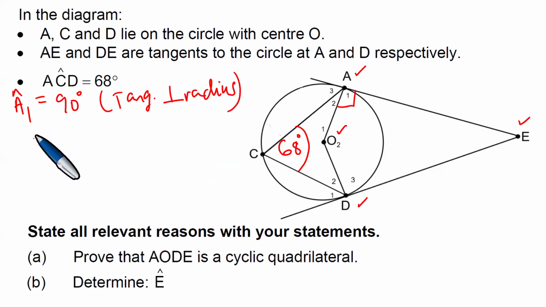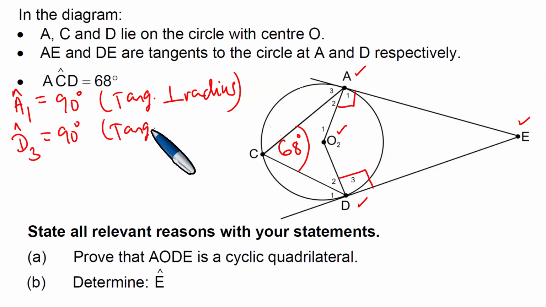Tangent perpendicular to radius. Moreover, we have D3 equals 90 degrees as well. Why? Because we have been told that AE and DE are tangents. So in other words, AE is a tangent, perpendicular to the radius OA, but also this is a tangent, so it's perpendicular to radius OD, so that we have tangent perpendicular to radius.